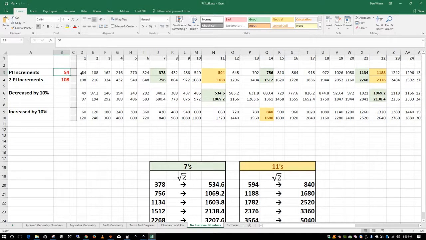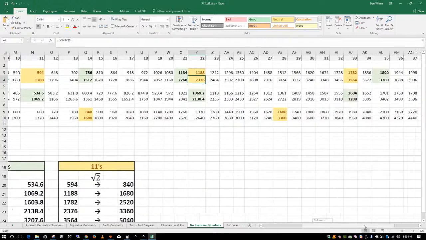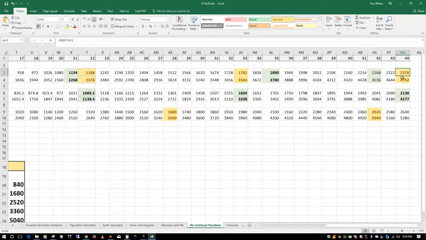These are our pi increments, and that means that each one of these are 54 times the number. So when we get to 22, pi represents 54 times 22. If we're looking at our 2 pi increments, we have 108 times 22, and that represents pi when we're dealing with 108. When we get all the way down here to 2 pi, 2376 represents 2 pi for 54, and 4752 represents 2 pi for 108 pi increments.